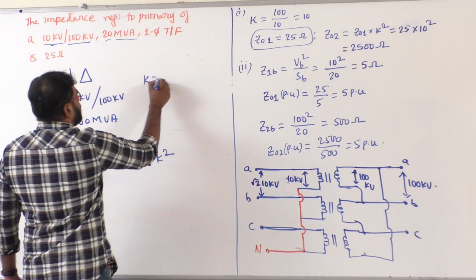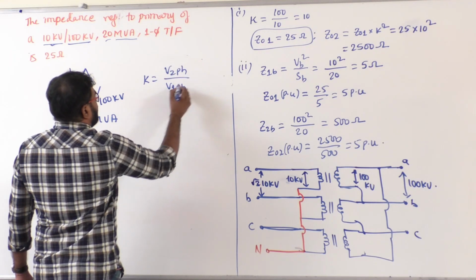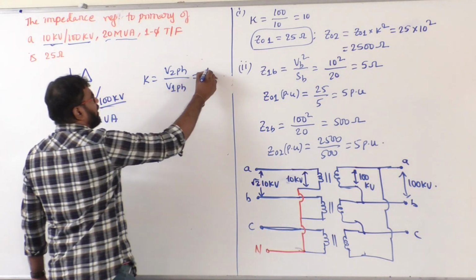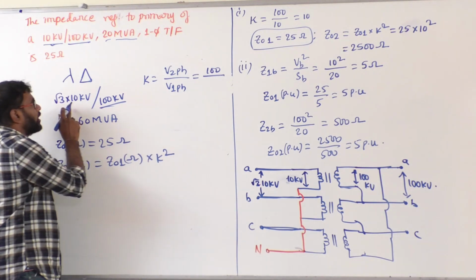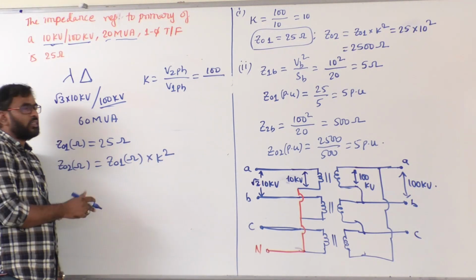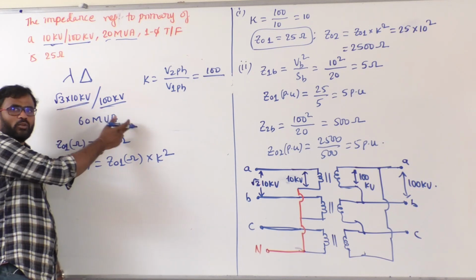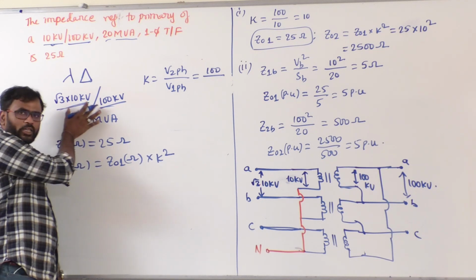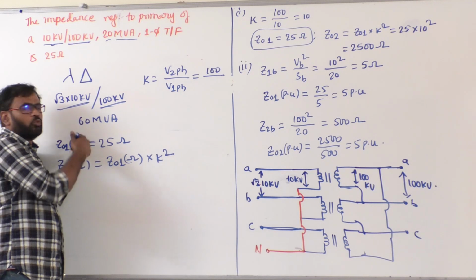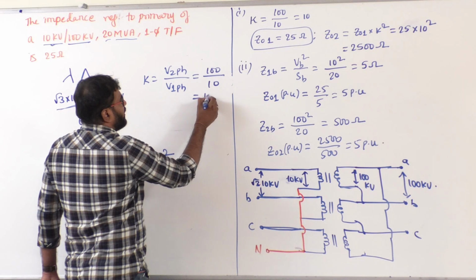But what is the value of K here? K means V2 phase by V1 phase. What is V2 phase? Line voltage and phase voltage are the same because of delta, so 100. Now what about V1 phase? Is it root 3 into 10 or 10 only? Sir, this is the line voltage. By default the rating is the line voltage, so root 3 into 10 kV is the line voltage rating in the primary. But I want the phase voltage, that is 10 root 3 by root 3, which means 10 only.